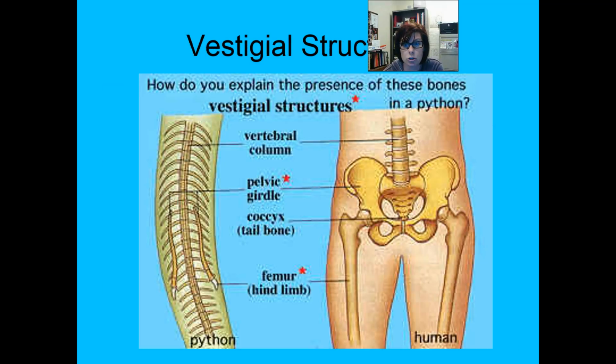Then we also have vestigial structures. Vestigial structures are remnants of a once useful structure, whether it's an organ or a bone. These, again, are evidence that species have changed over time. Here we can see that in a python, a snake, why does a python need a pelvis and a femur? Or humans, why do we have a tailbone? It doesn't serve any purpose, but if you break it, it sure does hurt.